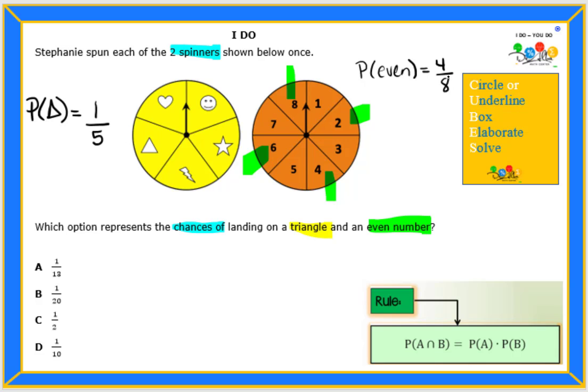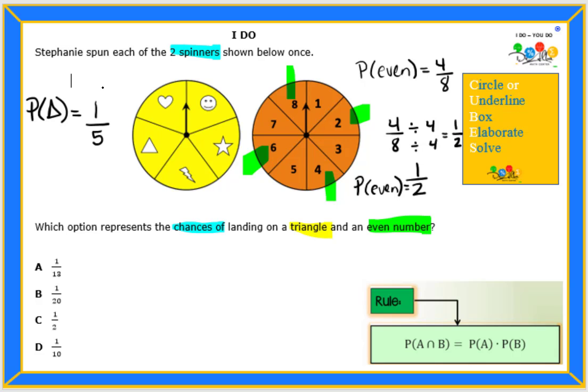So we have 8. And remember that if we have 4 eighths, it looks like we can simplify it to the lowest form. So we're going to divide by 4, and 4 divided by 4 is 1, and 8 divided by 4 is 2. So 4 out of 8 is equivalent to 1/2. So the probability of getting an even number on the orange spinner is 1/2.